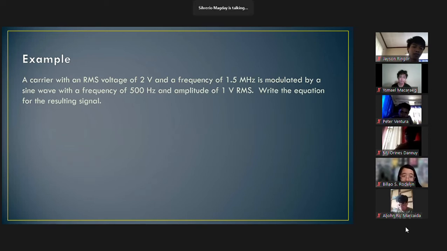Solve right away the 2 pi f, the omega c and omega m: 2 pi fc, 2 pi fm. Then I will substitute the voltage. But take note, it is given in RMS.